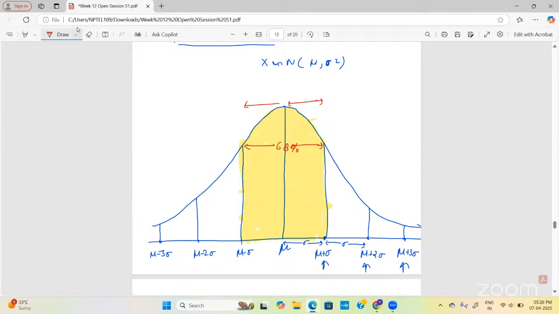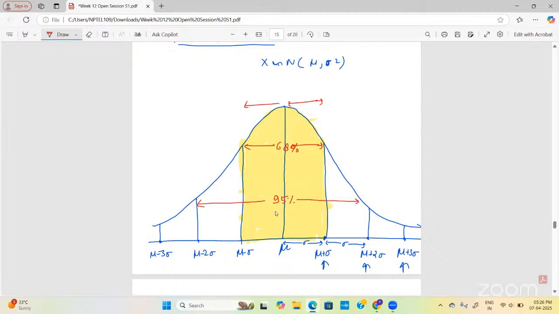Which means if you are going one standard deviation away from the mean, this yellow block will be 68% of the entire region. Similarly, if we go two standard deviations away from the mean, which means this, I cannot color it, otherwise it will be confusing. So up to this line, you can see this line and this area, this will be 95% of the entire region.